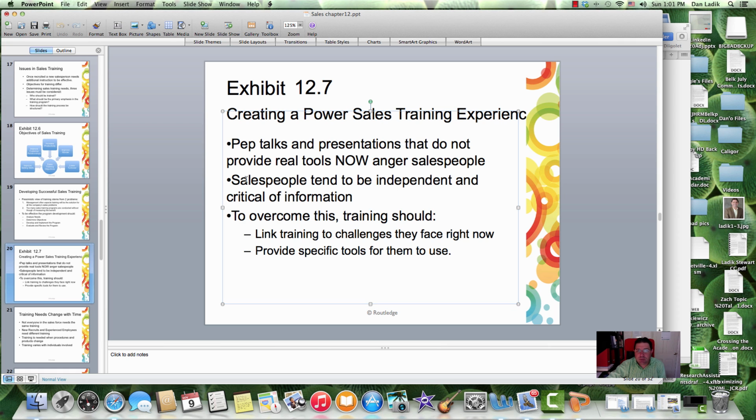And salespeople tend to blow that kind of information off. Salespeople tend to look for actionable items they could use now. More how-tos, not just what's. So, in order to overcome the silliness of just, we're training for the sake of training, rah, rah, rah, we need to link the training to challenges they face and give them a specific how-to for these.